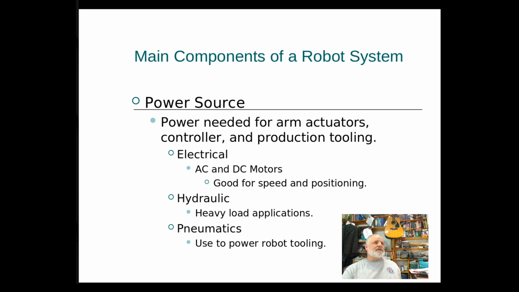Okay, for power sources, and we'll discuss these all in detail later in the semester, but you basically have three different types of power sources. You have electrical, which would be AC or DC motors. These are excellent. They give good speed and very accurate positioning. Hydraulic could be another power source. The advantage of hydraulic is that you can lift very, very heavy loads. And finally, there's pneumatic power sources, which are used quite often for vacuum grippers or finger grippers to activate the gripper.